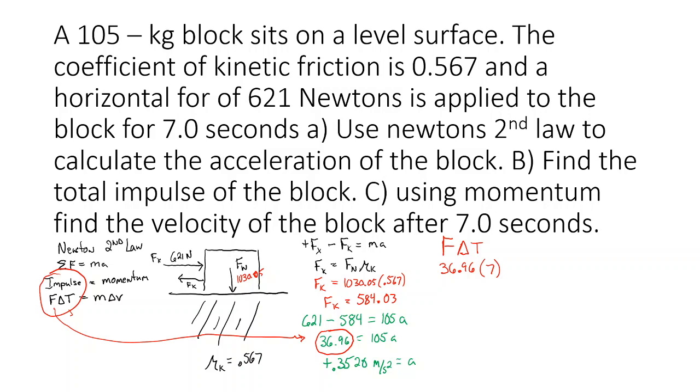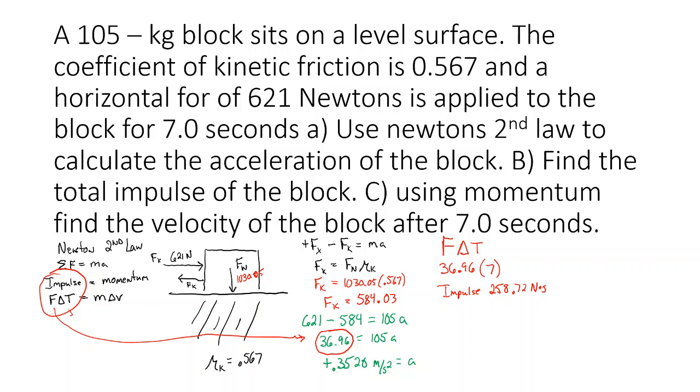So we have 36.96 times the 7 seconds, which gives me my total impulse of 258.72 newton-seconds.